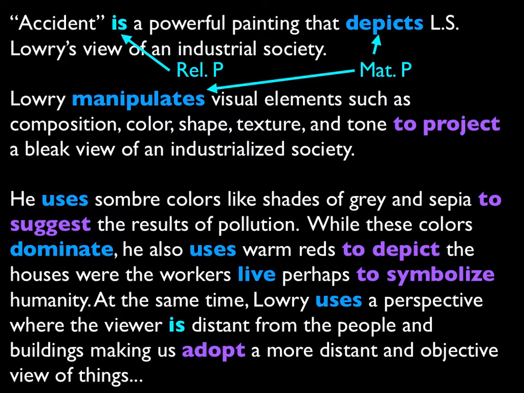Now notice how causality is handled here. There is a causal relationship between the material processes or action verbs, manipulates, uses, dominate, uses, live, uses, and the mental processes or verbs, to project, to suggest, to depict, to symbolize, and adopt. Altogether, the piece explains how the artist has achieved particular effects.